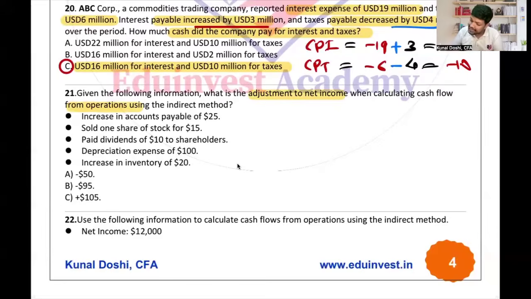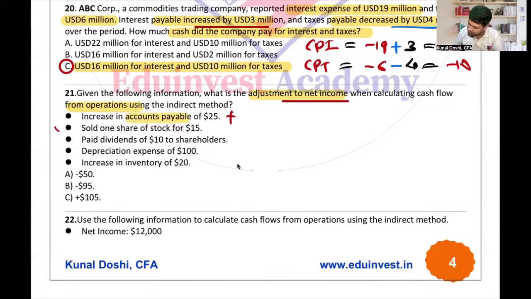What adjustment to net income? So net income is already there. We need to do adjustment. Now, this is what will make your practice firm. Increase in accounts payable. This is current liability. Increase in current liability. It's an inflow.